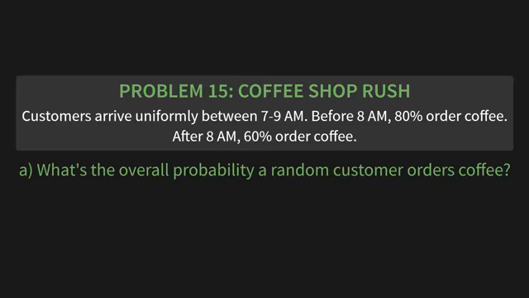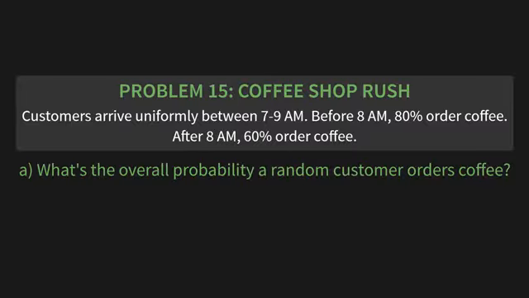And this next problem shows how probability appears in everyday business decisions. Here's the setup. A coffee shop tracks when customers arrive and what they order. Customers arrive uniformly between 7 and 9 a.m. The early birds, before 8 a.m., love their coffee. 80% order it. But the later crowd, only 60% want coffee. So first question, what's the overall probability a random customer orders coffee?